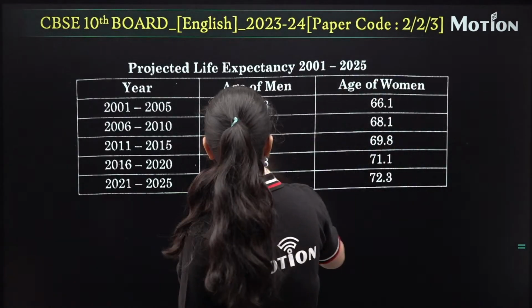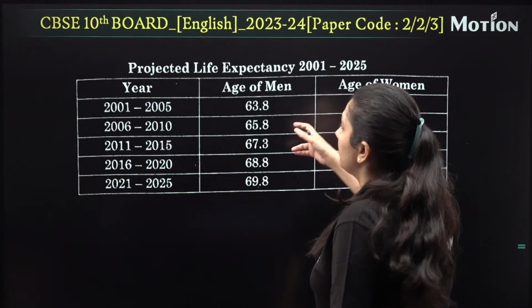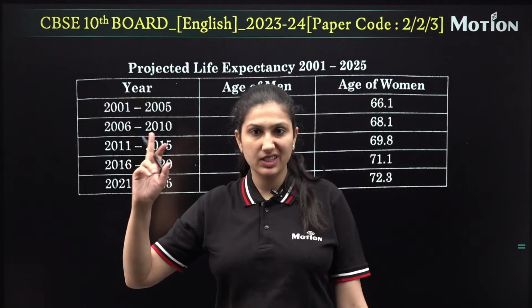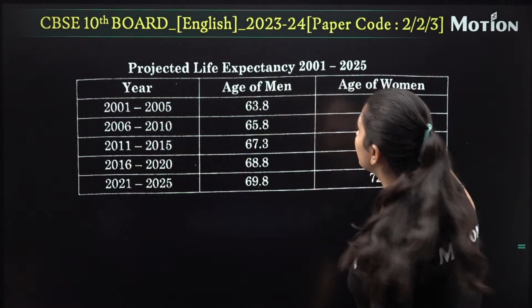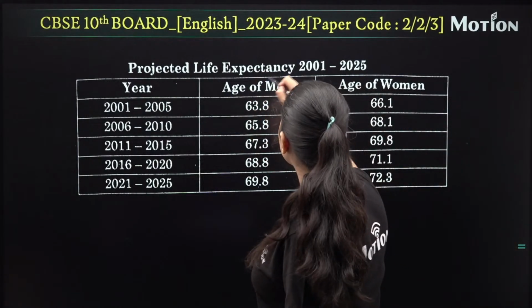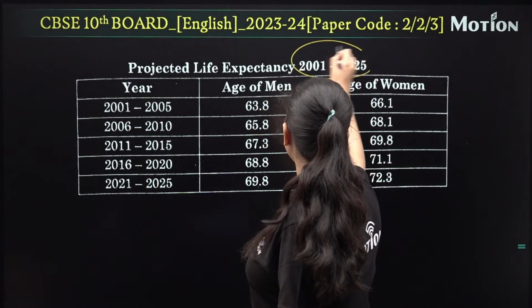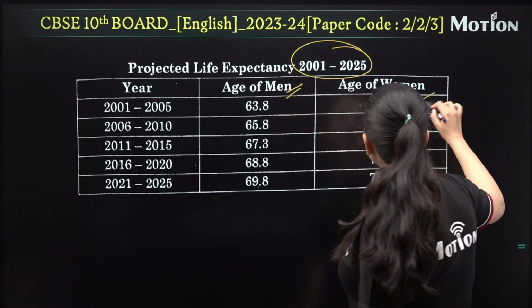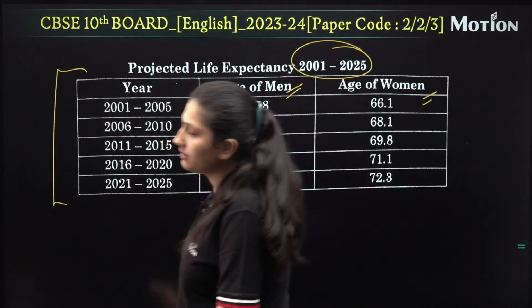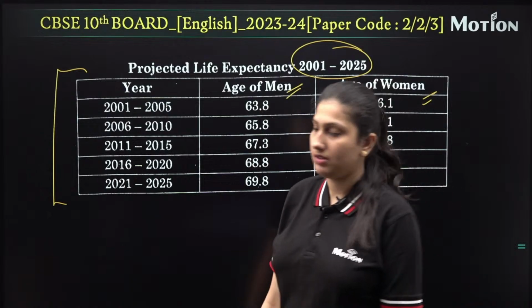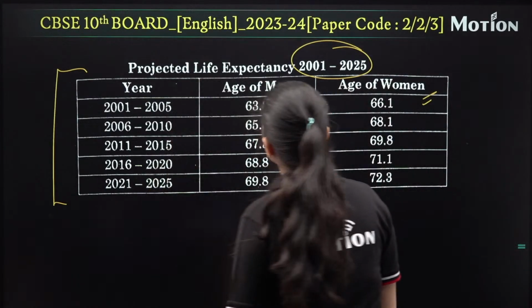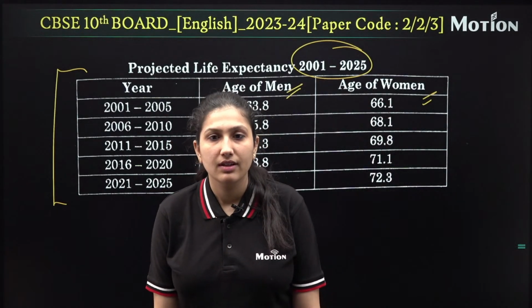This is the, yeah, earlier it was about obesity, overweight wali cheez ke liye, and this table is for this life expectancy 2001 to 25 mein, age of men and women along with the year. So ye aapne kar liya hoga, I'm pretty sure. Clear? So how much?